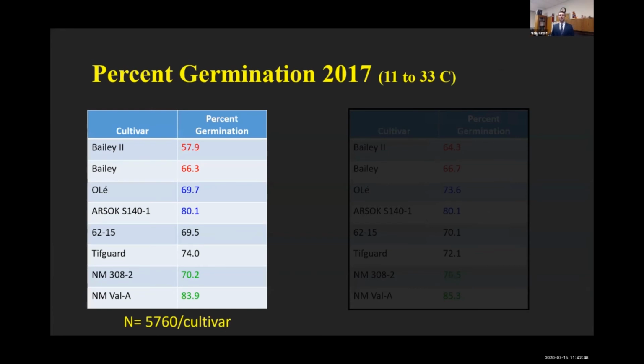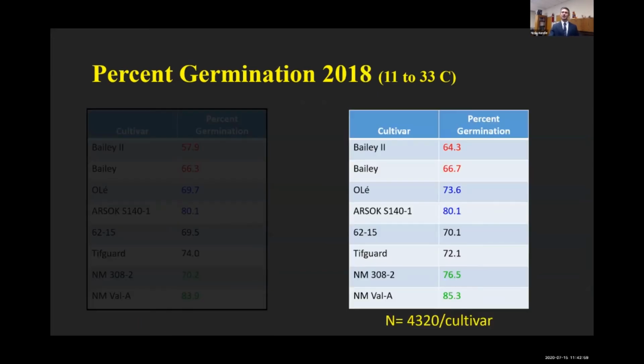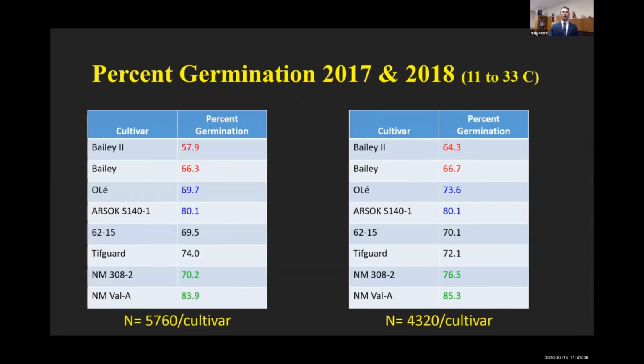So let's talk about the percent germination in 2017. All seed reached at least 58% germination, with an N of 5,760 seed per cultivar. In 2018, all seed reached at least 64% germination with an N of 4,320 seed per cultivar. When we compare the germination rates between 2017 and 2018, they are very similar to each other, indicating to us that the HO lines are genotypically stable.